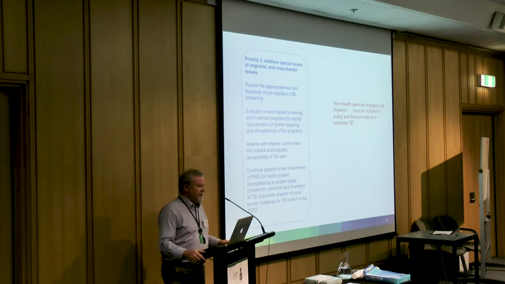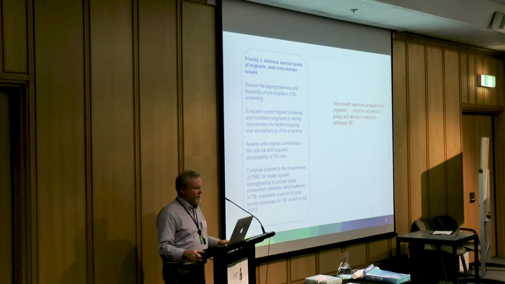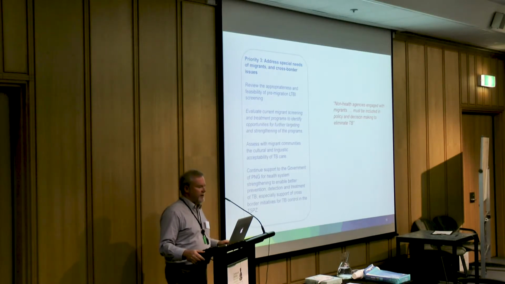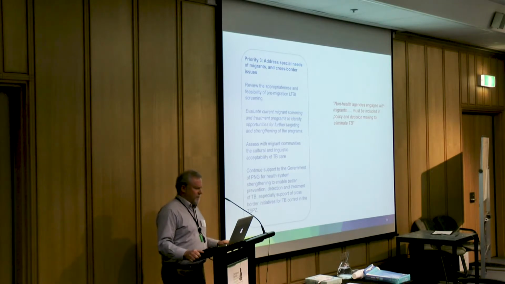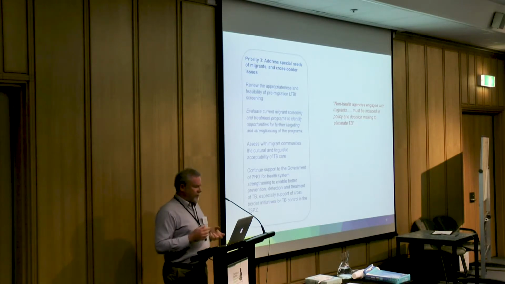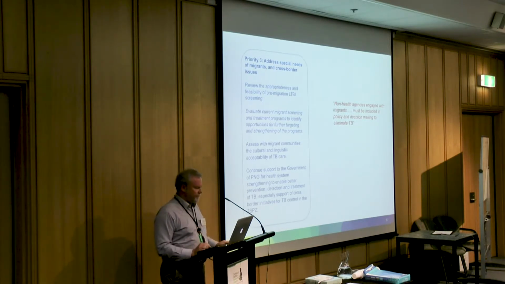Priority 3 is an area to address special needs of migrants and cross-border issues. So here we're recommending reviewing the appropriateness and feasibility of pre-migration latent tuberculosis screening. We currently have put a recommendation forward to the CDNA that people coming to Australia on healthcare worker visas should be screened for latent tuberculosis before arriving. We recommend an evaluation of the current migrant screening program, both onshore and offshore, and look for opportunities for improvement.